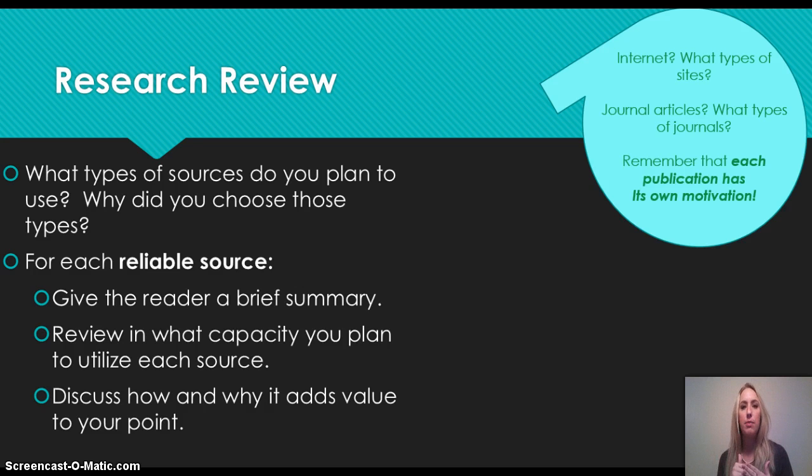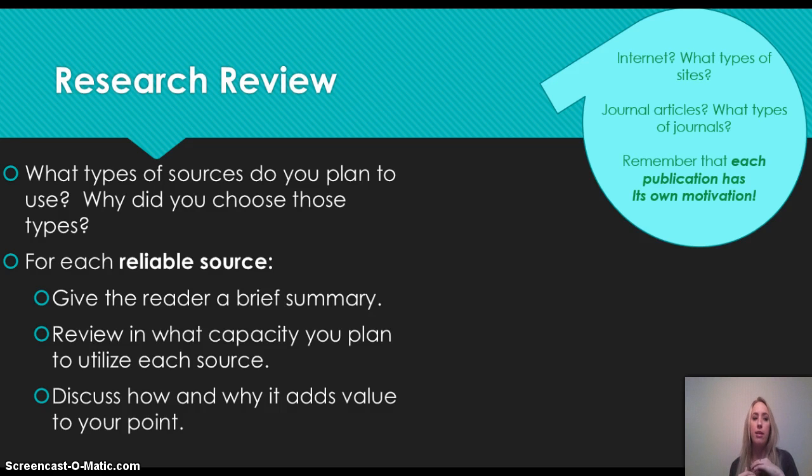Remember, we had talked about the differences between the different URLs, the differences between orgs and .coms, the differences between edus and govs, self-published websites, things like that. What types of sites are you actually using? And similarly for the journal articles, what types of journals are you using? Because journals, while they're scholarly, differ by publisher and by content.